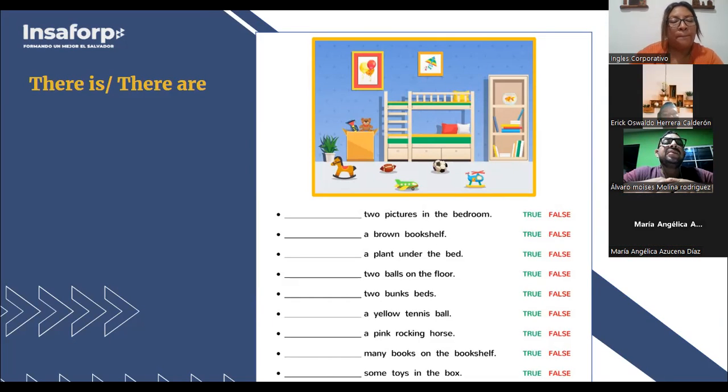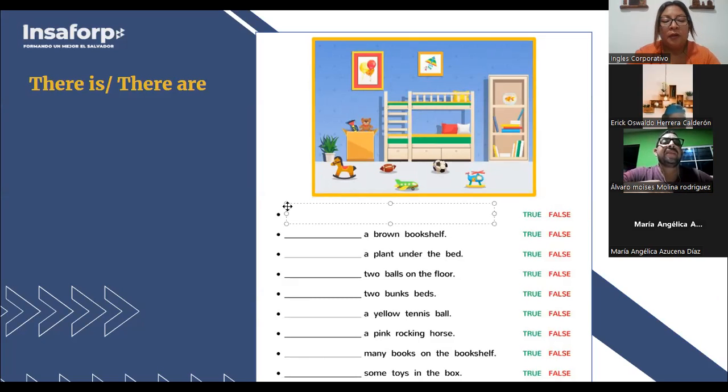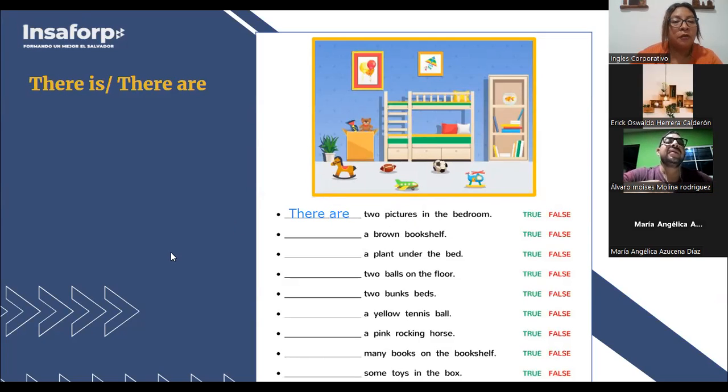Para plurales, there are. There are, yes, correct. Entonces, como si están ahí, there are. There are two pictures in the bedroom. Thank you. Okay, Eric, number two. There is a brown bookshelf. Okay, it's brown. Are you sure it's brown? Or is white? Or is brown?